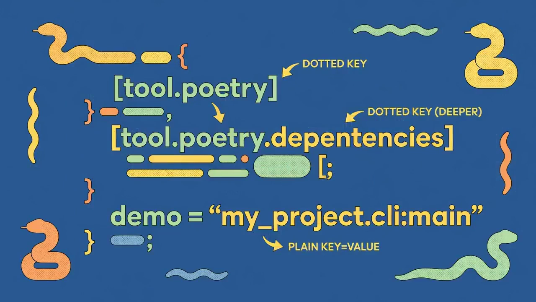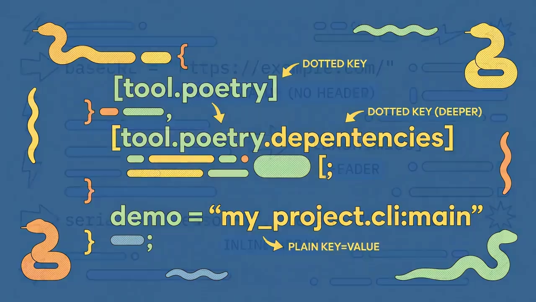Panel 2, Python's pyproject.toml running on Poetry. Instead of nesting brackets, Poetry uses dotted keys. tool.poetry reads as a single chain path. The header tool.poetry.dependencies is the deepest level, and a tool.poetry.scripts header exposes a console entry point.